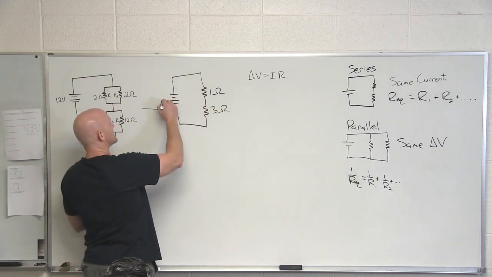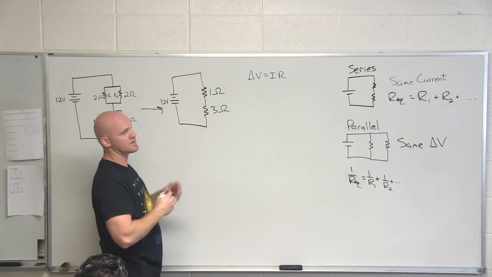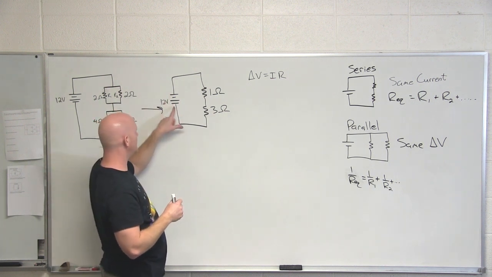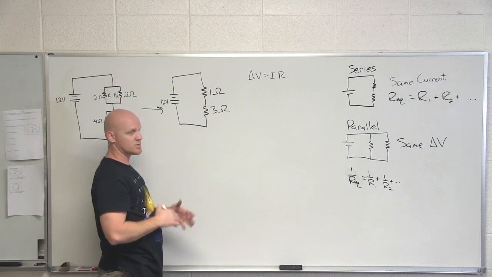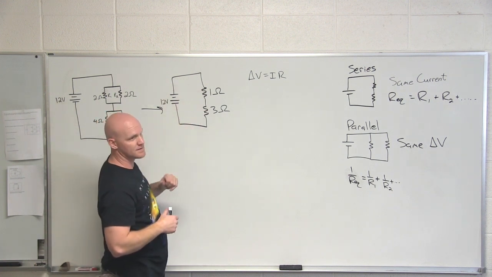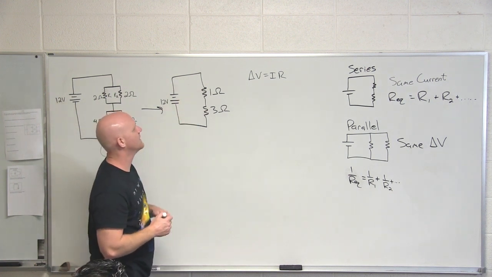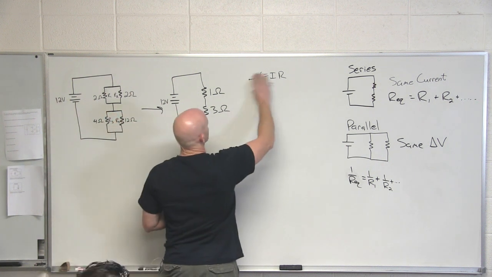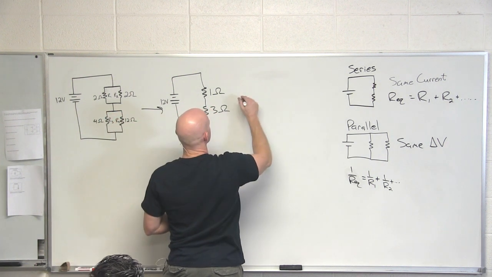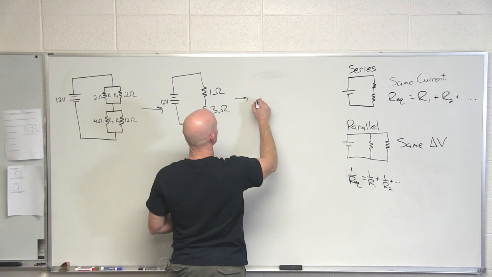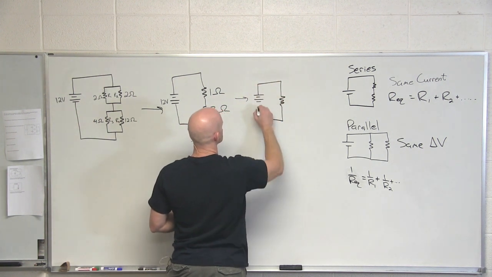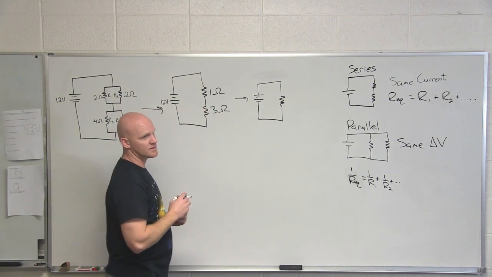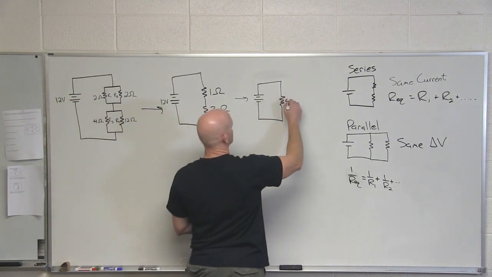What's the potential increase at the battery? 12 volts. You'll find out this later next week, but any increase in the battery will be exactly matched by the decreases at the resistors. So we should have a net 12 volt drop combined between those two, as we'll see later. But we can take and simplify this even further now to get one overall equivalent resistance. And what is that equivalent resistance? 4 ohms.